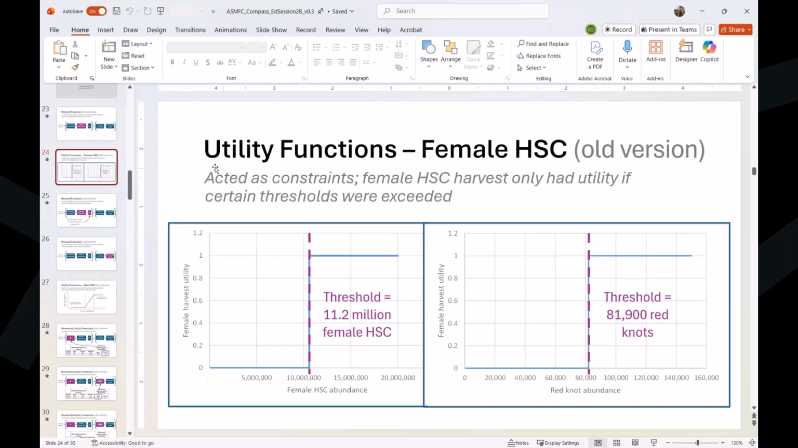Jane says the justification for the red knot threshold is clear. What's the justification, or what was the justification, for the 11.2 million threshold? How was that developed? Really good question.